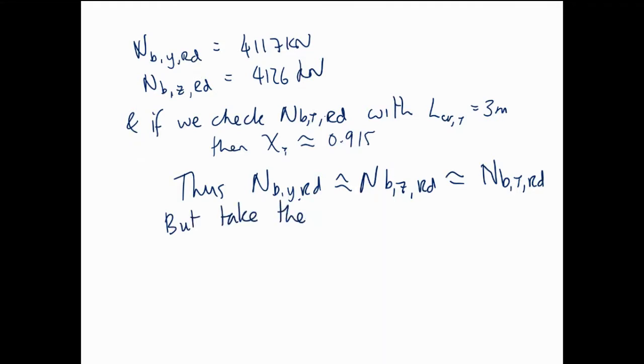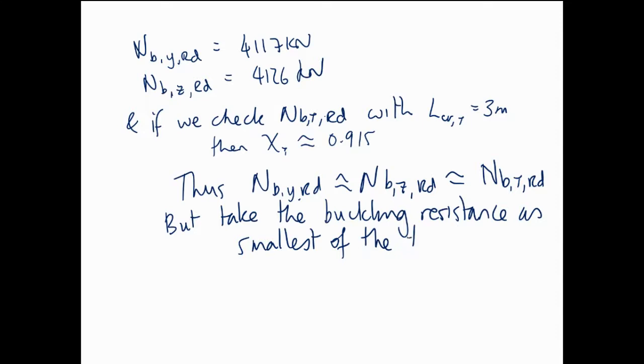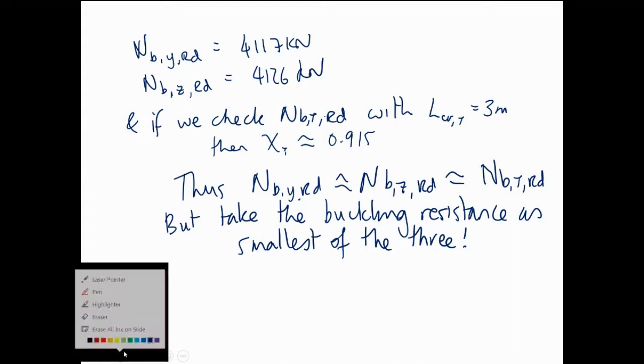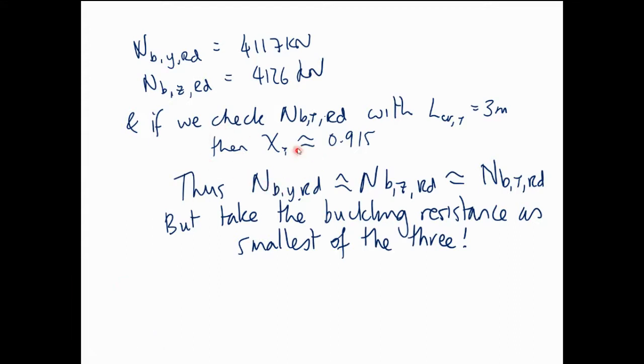But take the buckling resistance as the smallest. If you go through the calculations, I'm not going to go through them all again here. If you do the exact same calculations as we just did for the torsional buckling resistance, this time with the critical length of 3 meters, you'll get a reduction factor of around 0.915 or so, it could be 0.912 or 0.91, something around that value. So we can see that the buckling about the major axis was 4117, buckling about the minor axis was 4126, and the torsion is going to be around the same.